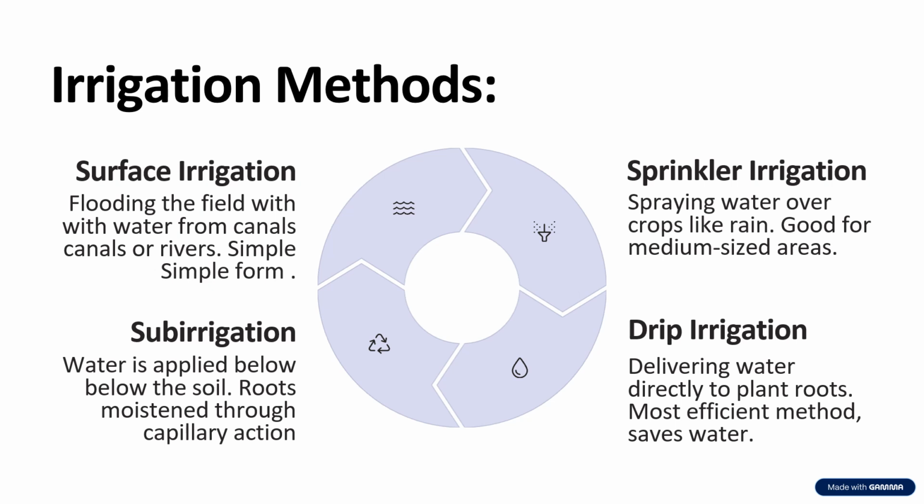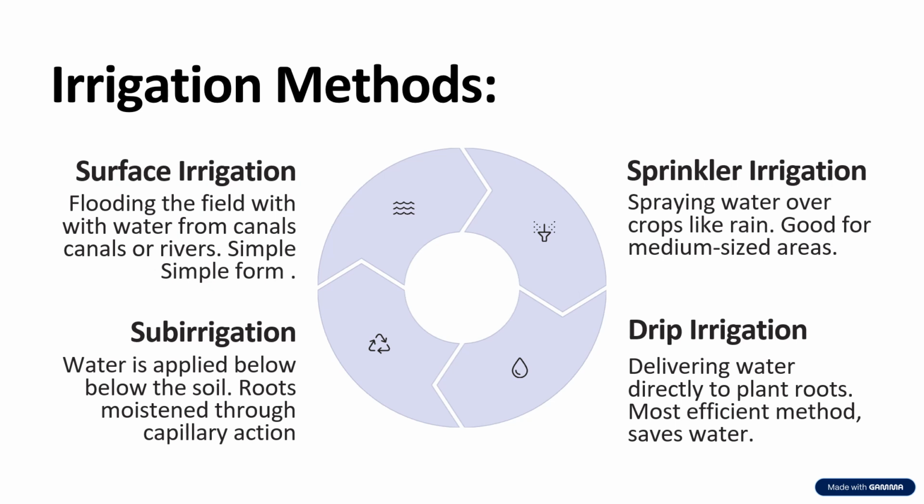Irrigation method means the usage of water on the yield. There are different types of irrigation methods: surface irrigation, sprinkler irrigation, sub irrigation, and drip irrigation. Surface irrigation, as the name indicates, is on the surface. The field is flooded with water from canals or rivers, directly connected. It is a simple form, but an excess amount of water is required in this method when compared to other methods.